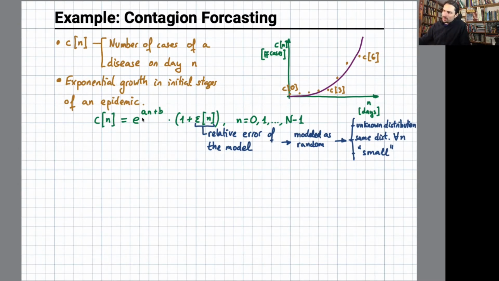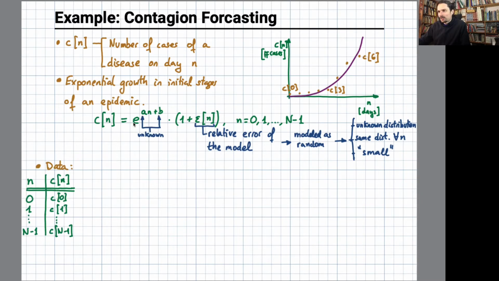So if the values of A and B were known, we could just use this expression to forecast the number of cases in the future. One can just set n to be the index of the day of interest, and then set this epsilon to 0, and that would yield a reasonable estimate. However, these A and B are unknown, and we need to estimate them from a data set, for instance, provided by a public health authority.